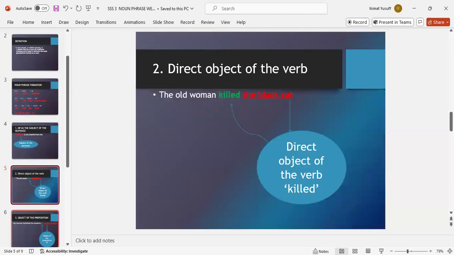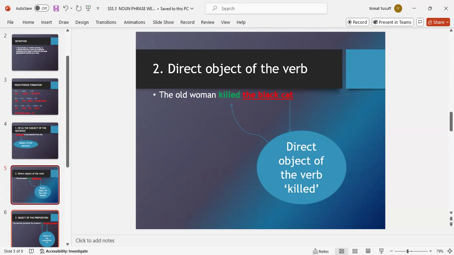Now let's move to the second function, which is the direct object of the verb. When we say the direct object of the verb, you need to understand what a verb is. The verb we are talking about in this instance is the action verb. Verbs can be divided into three: we have the auxiliary, we have the modal verb, and we have the action verb. So our focus for this is the action verb. We could also have a verb phrase, but we are going there maybe later in our discussion.